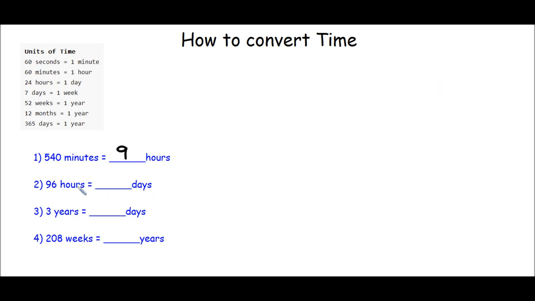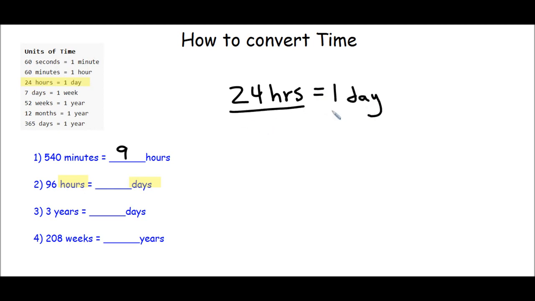Let's take a look now at our second problem. We have 96 hours equals how many days? Let's first find the relationship in our reference chart between hours and days. So we're looking for hours and days, or days to hours. Here I have 24 hours equals 1 day. So I'm going to go ahead and write that down first. 24 hours equals 1 day.